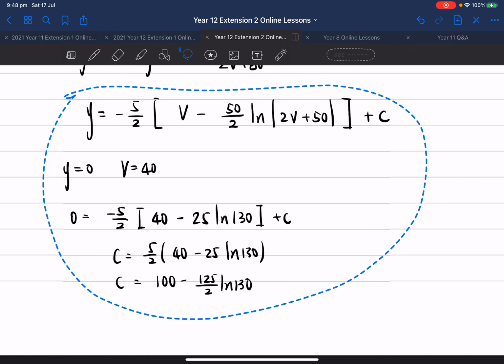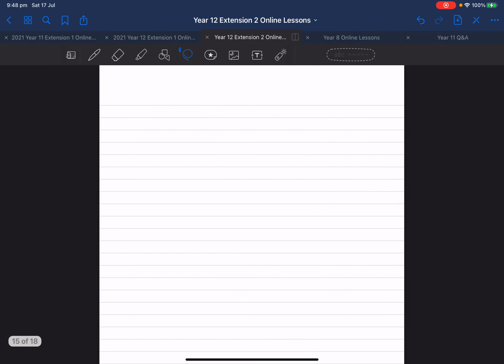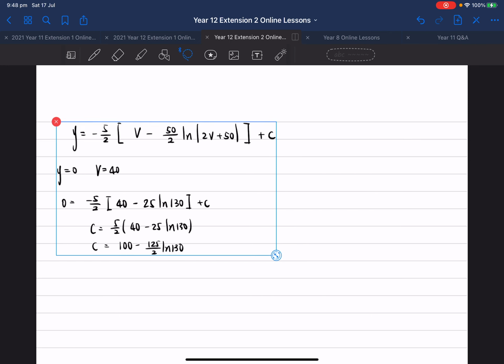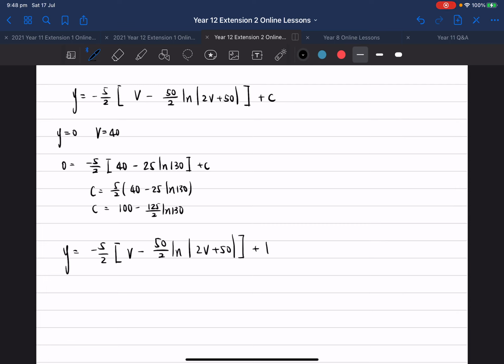I'll probably just break the video into parts, now that I think about it. Alright, okay. Yep, so that's just a c. Now I need to put c back. So y is equal to minus 5 over 2 v minus 50 over 2 ln absolute 2v plus 50 plus c. Now this is just a c.